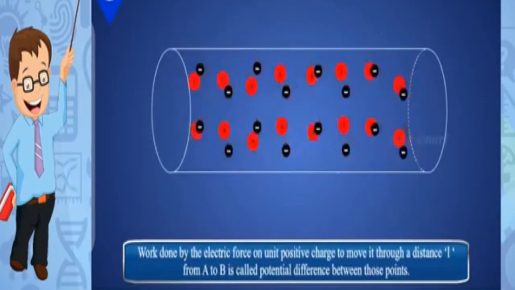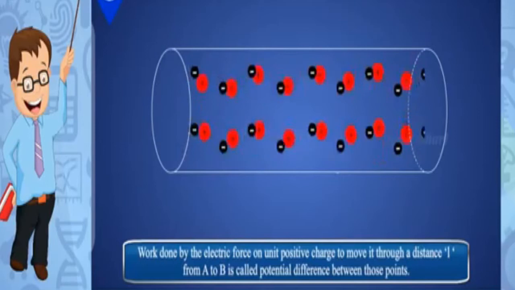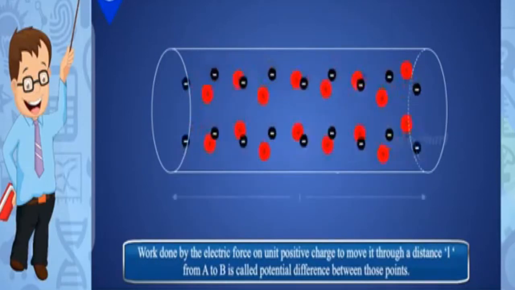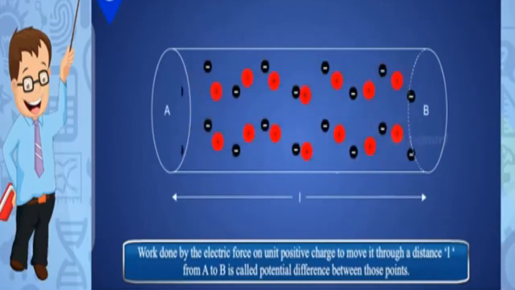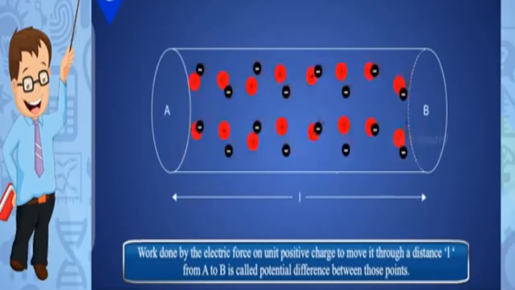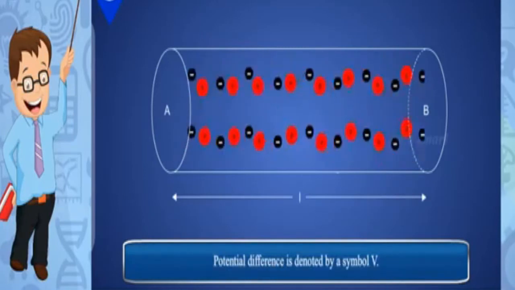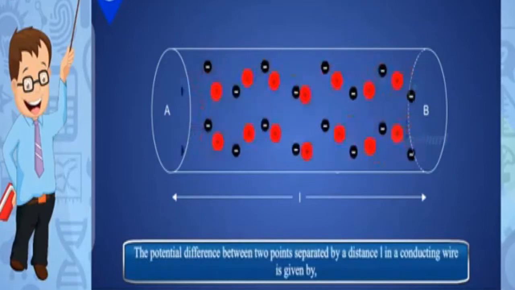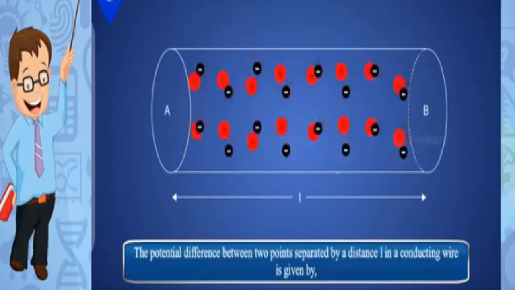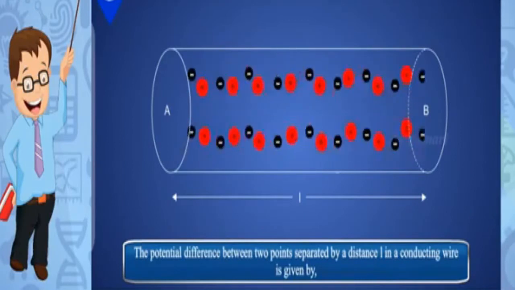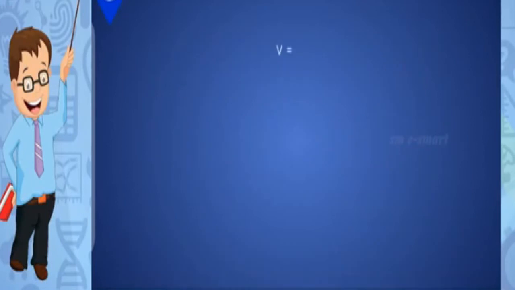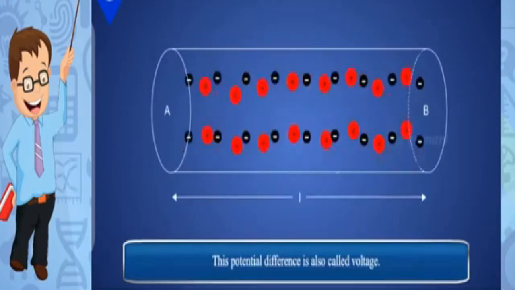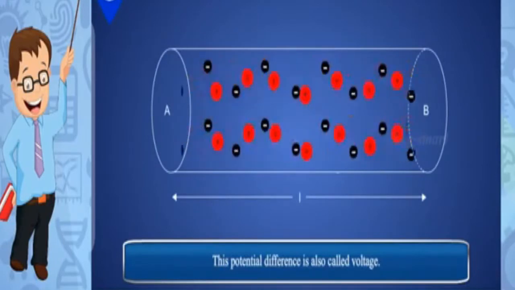Work done by the electric force on a unit positive charge to move it through a distance L from A to B is called the potential difference between those points. Potential difference is denoted by the symbol V. The potential difference between two points separated by a distance L in a conducting wire is given by V equals W by Q equals Fe × L by Q. This potential difference is also called voltage.